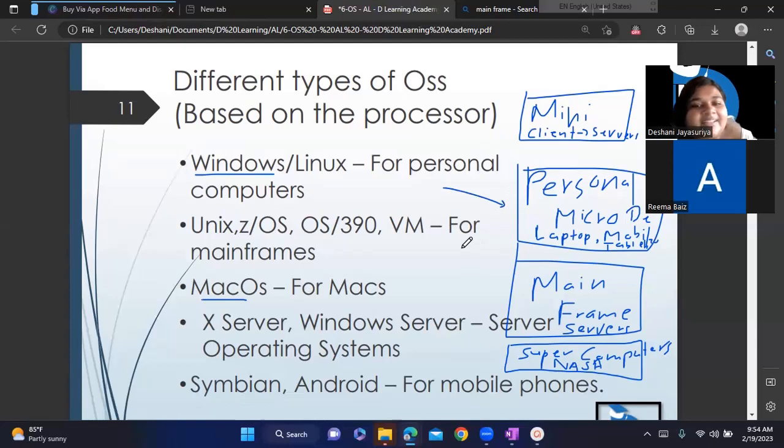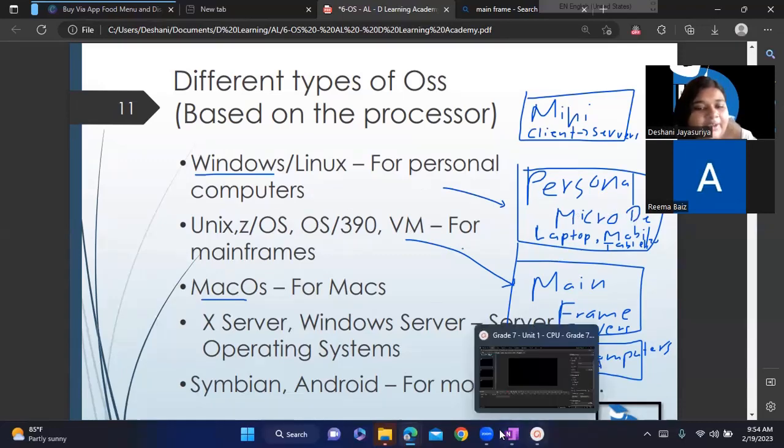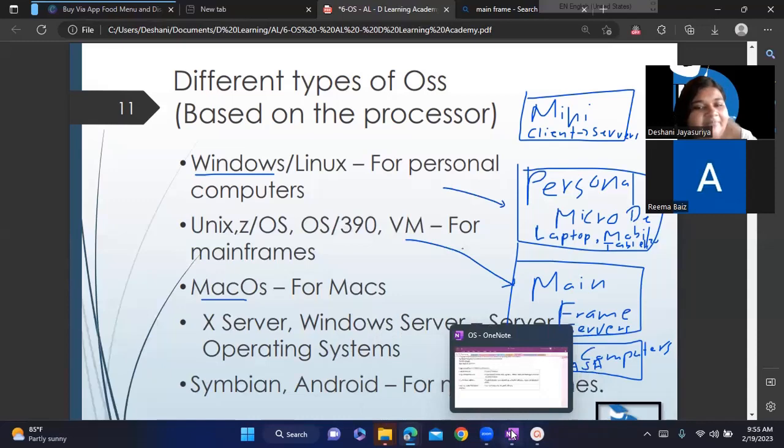These are the types of computers, like the operating systems used in mainframe computers, right? And as you can see, these mobile phones come under personal or micro devices. So what are the four types? Micro, mini, mainframe, and super.